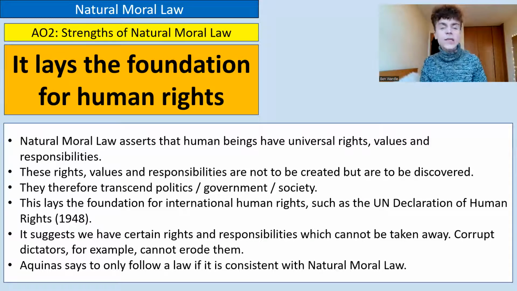And so nobody, as I say, can take those rights away or undermine this key idea of a universal sense of goodness, that every single person has these rights. Corrupt dictators, there's my example, cannot erode them. And remember, Aquinas says to only follow a law if it is consistent with natural moral law. So although St. Paul said in the Bible, submit to the governing authorities, this again emphasizes the autonomy of you as an individual to use your reason.